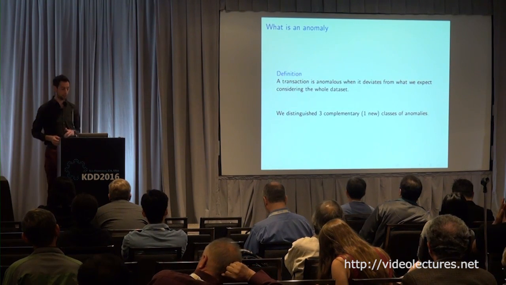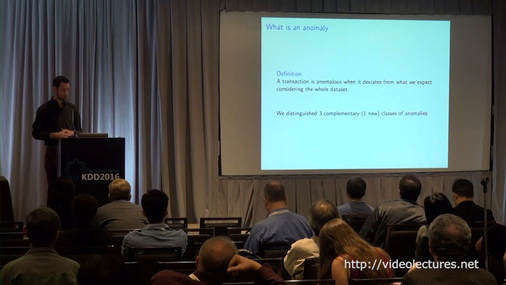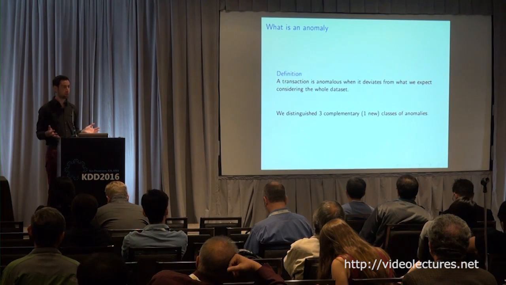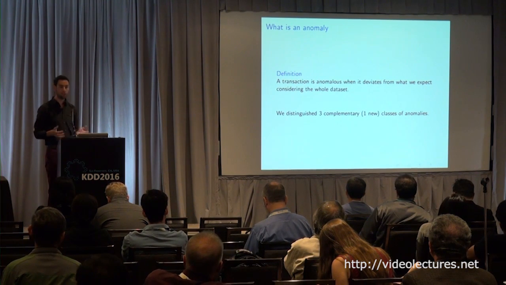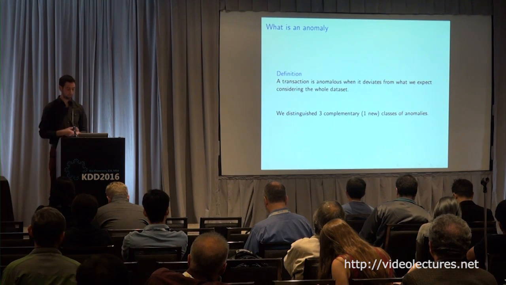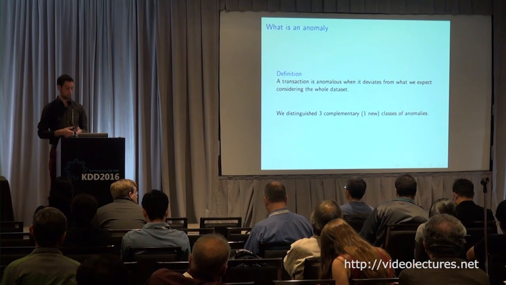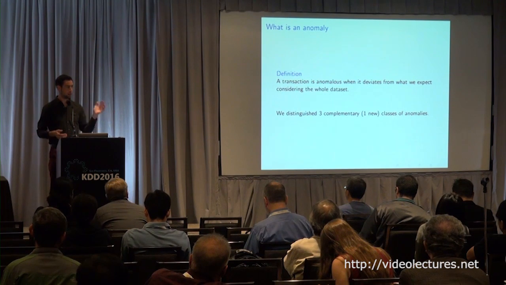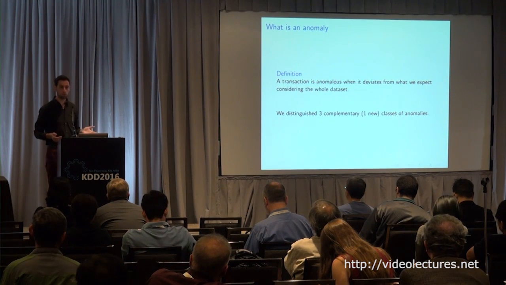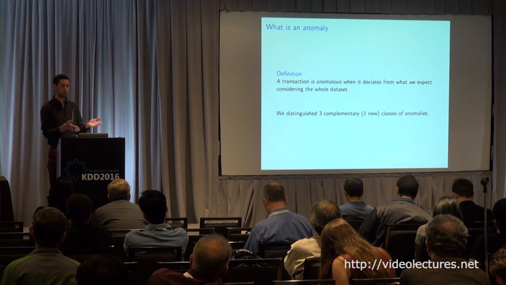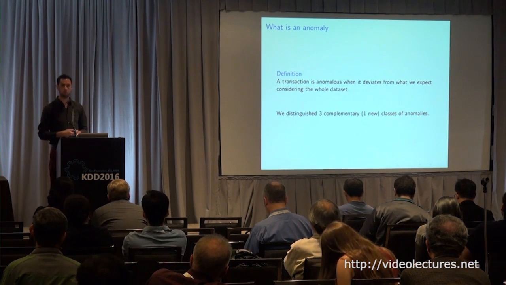So what's an anomaly? We call a transaction anomalous if it deviates from what we expect, considering the whole data set. And I will now quickly introduce three different classes of anomalies. Two are well known, and the third one is the one that I just introduced in my examples.